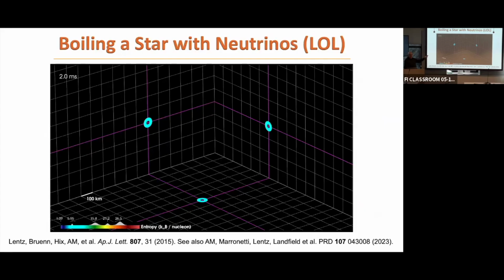A lot of the models that have really pushed the frontier have been done without rotation and magnetic fields, but we will talk about those some more later. But nonetheless, that's what we have here, and it's really fun to watch.